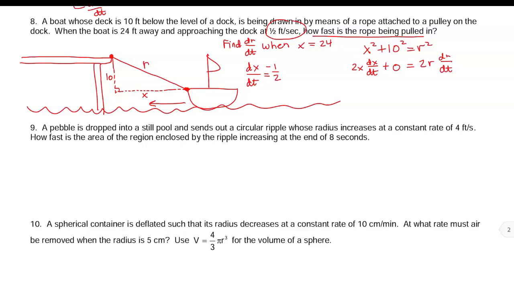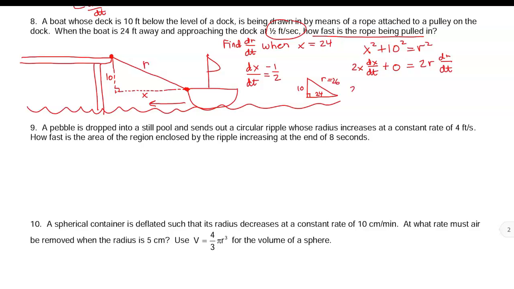I have an x value of 24. I have a dx/dt of -1/2. I just need an r value. So I'm going to go back to the right triangle, and look at it in the snapshot. In the snapshot, the hypotenuse, I don't know it, but there's a 10 on the left leg, and the bottom has a 24. So this is actually a 5, 12, 13 right triangle. So that means r is 26 at the snapshot.